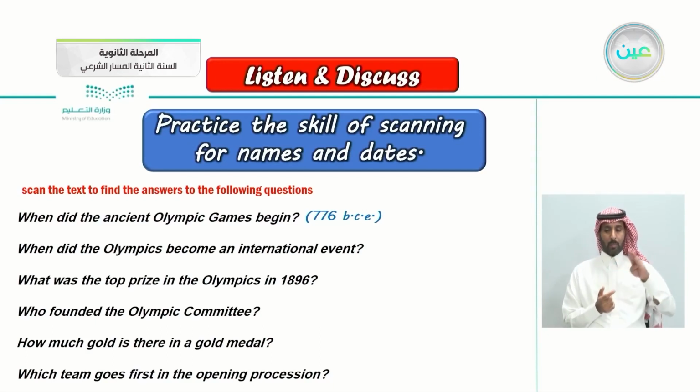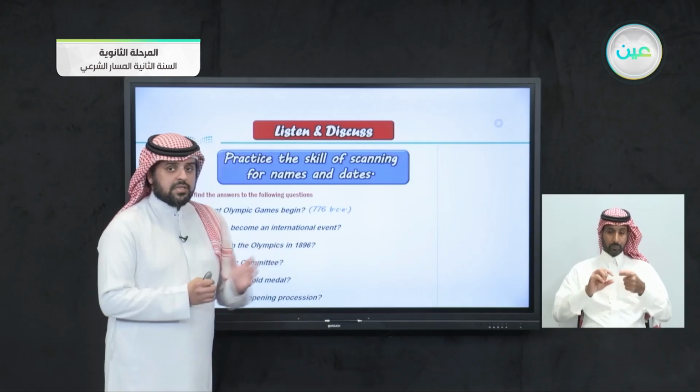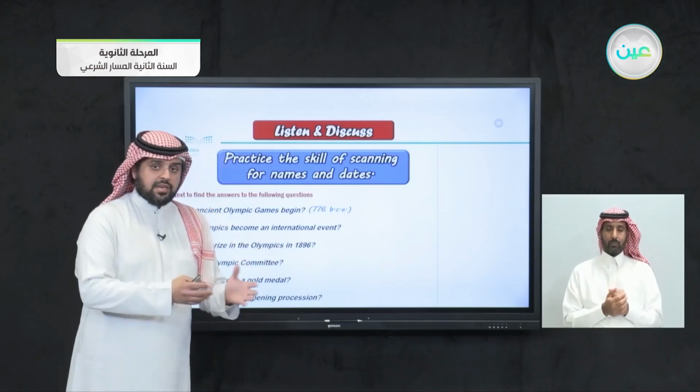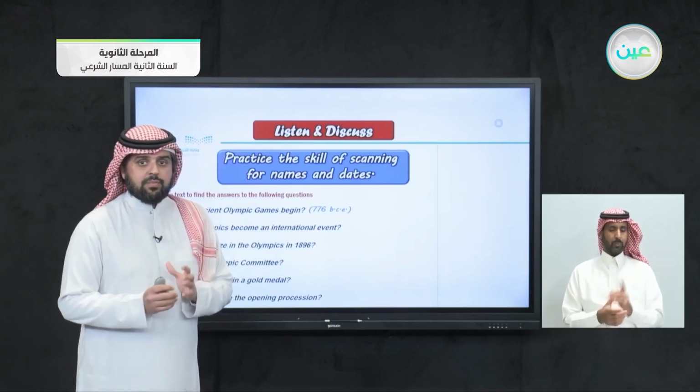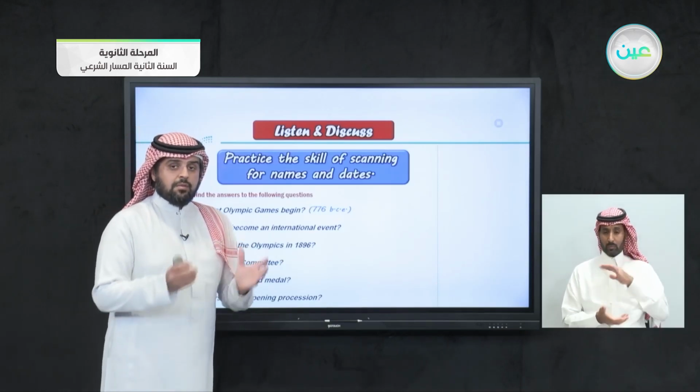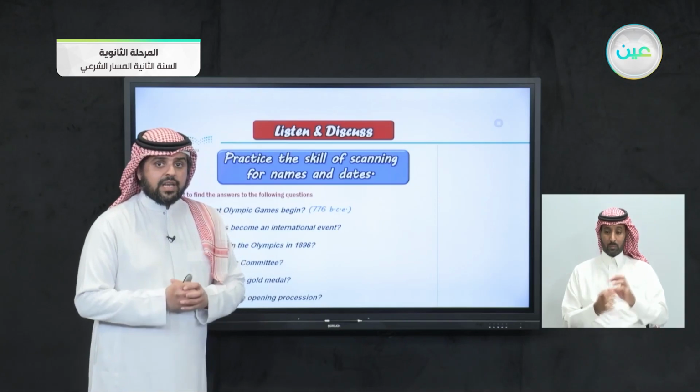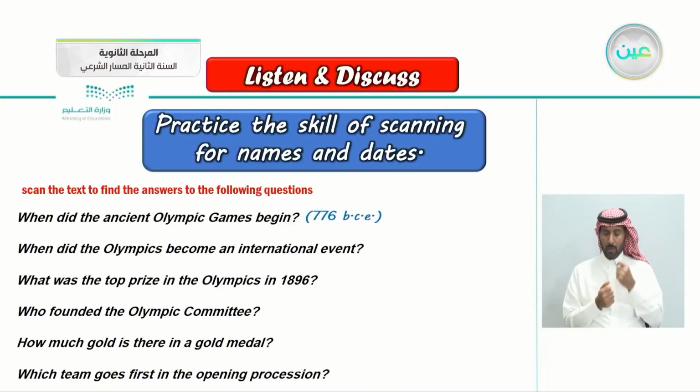Question 2 here. When did the Olympics become an international event? As mentioned earlier, it became an international event. So when did that happen? Let's see the answer here. In 1894.